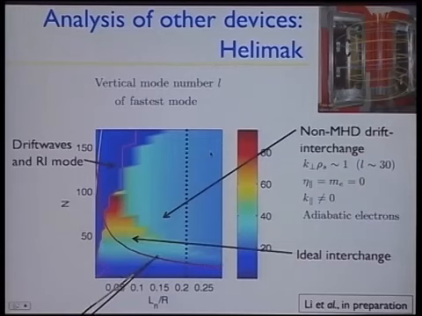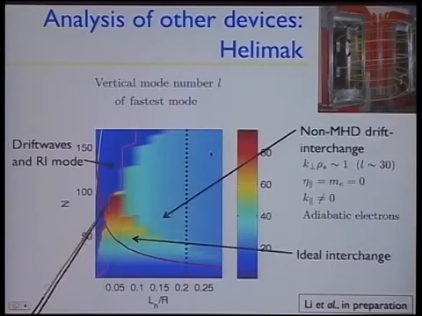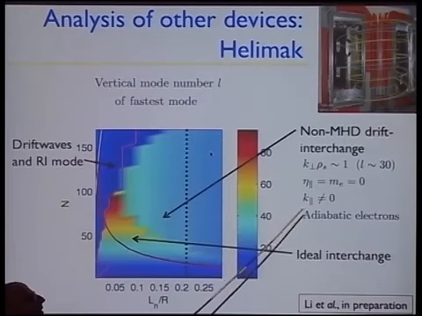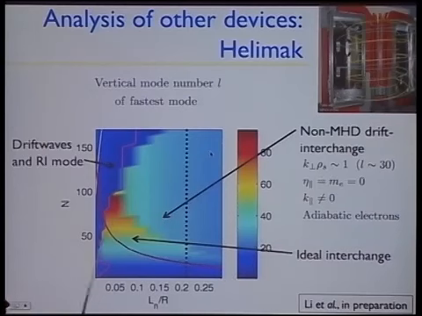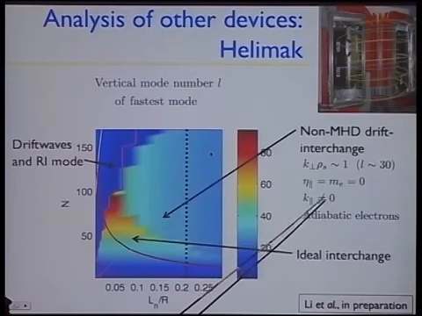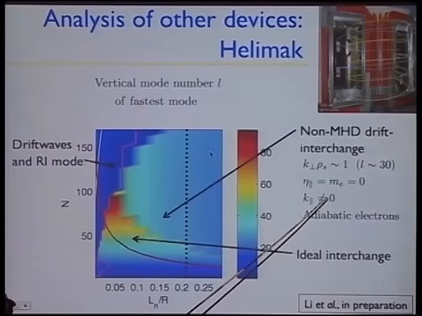Well, we find that there is an ideal interchange regime, a resistive interchange regime, L equal to 1, and then, well, this was sort of a big surprise too. There is a new mode, which we haven't been able to characterize fully, which is a non-MHD drift interchange mode. Let's see, how does it look? Let me just point out that this mode grows with k_perp rho_s about 1 for adiabatic electrons and has k parallel different than 0.